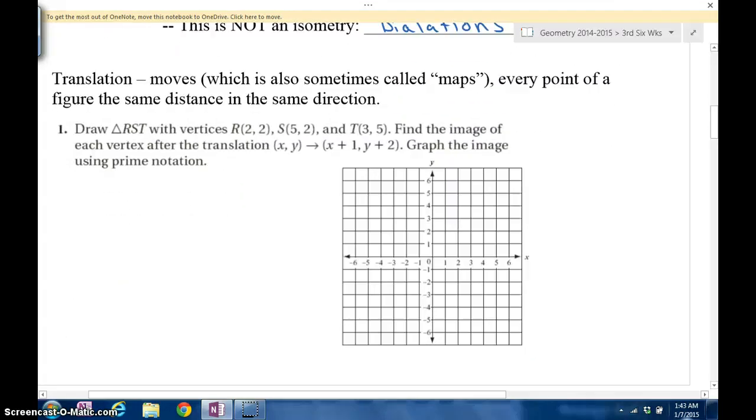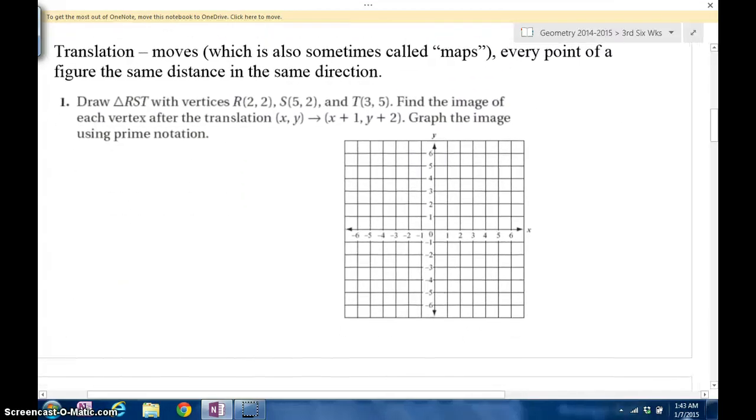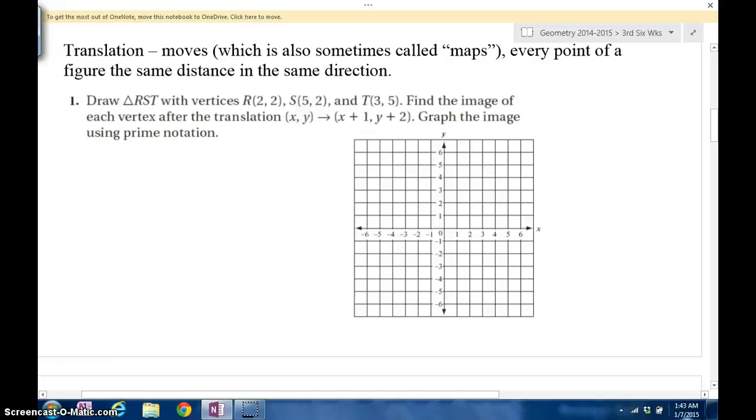All right, so a translation, which is also called a map. Every point of a figure moves the same distance and the same direction. So we have triangle RST. We have some coordinates for all the vertices. Find the image of the vertex after the translation, and here's your translation statement. (x, y) turns into (x plus 1, y plus 2). Okay, this (x plus 1, y plus 2) is your rule. So when they're talking about a rule, that's what they're talking about.